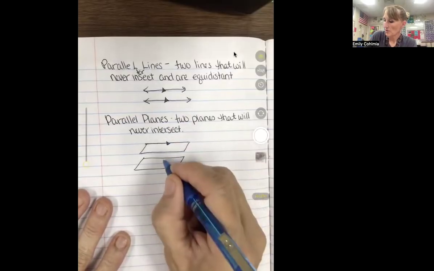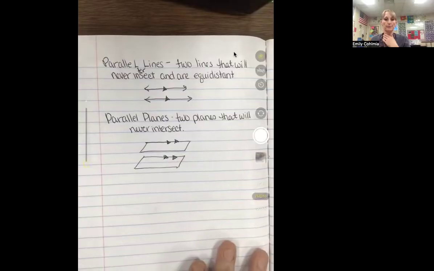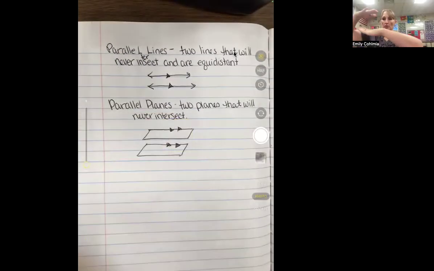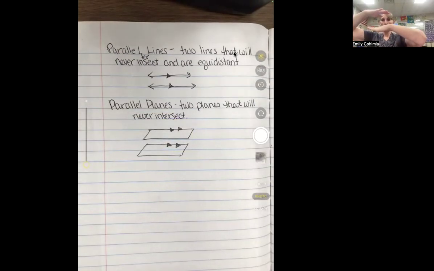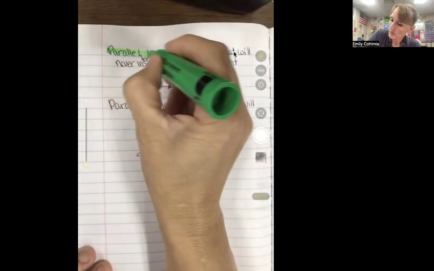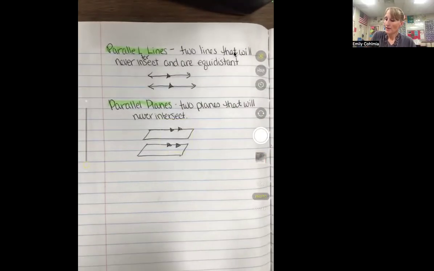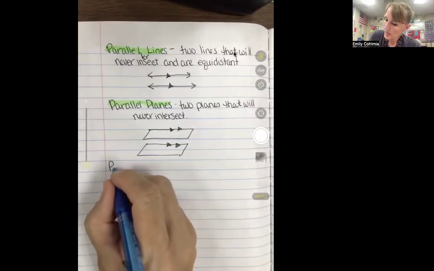So these are literally just going to be basically on top of each other, and you can, again, mark them with arrows. So we know they're just sitting on top of each other like this. If you think about a table and the floor, or a table and the ceiling, those would be parallel planes. These are both vocabulary terms, so we do need to highlight them.